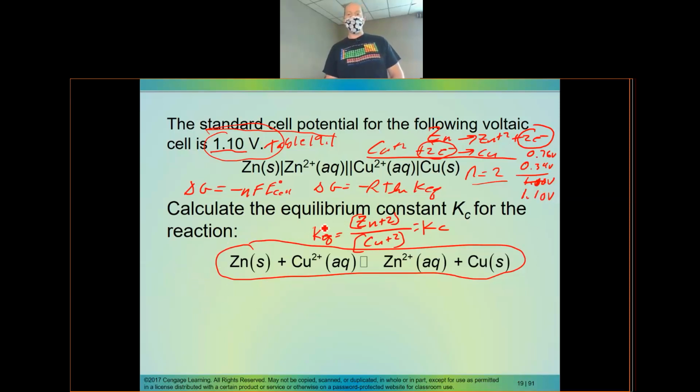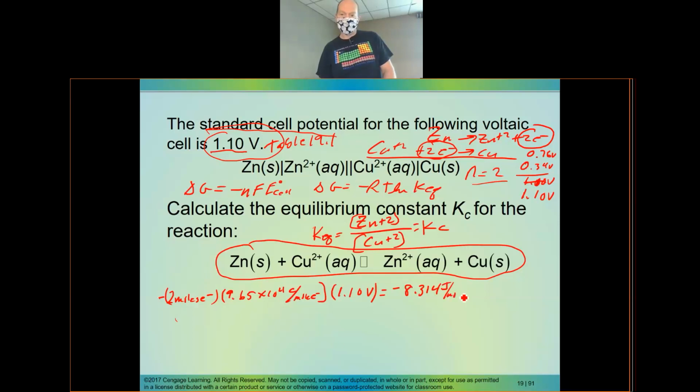All right, so then we have our E cell. R is the 8.314. Temperature is 298. So we just have the one unknown, and that is the Keq. When you put in all your numbers, if this delta G is equal to that delta G, then you have negative nFE naught is equal to negative RT ln Keq. So you've got negative 2 moles of electrons, Faraday's constant, 9.65 times 10 to the fourth coulombs per mole of electrons, your E naught cell, 1.10 volts, and that's equal to negative 8.314 joules per mole Kelvin, 298 Kelvin, and ln of Keq.